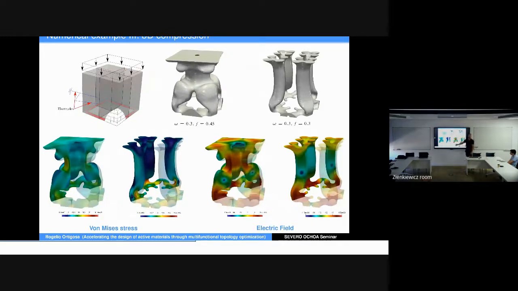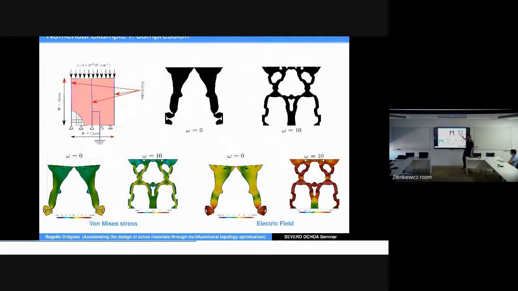And just for completeness, we extended that to 3D, and we get similar results actually to what I was presenting. This is a very similar case to the first case that I was presenting, which is this one.